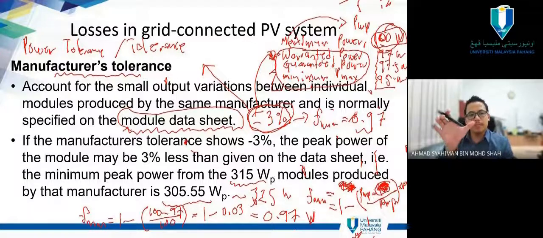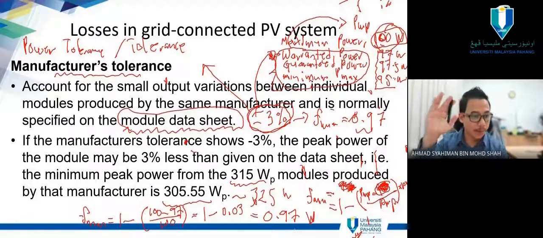Remember, it is PMP minus the minimum PMP, or guaranteed power, or warranted power, over PMP again, then you get the manufacturing tolerance in percent. Then in order to get the FMM, you take 1 minus that value.